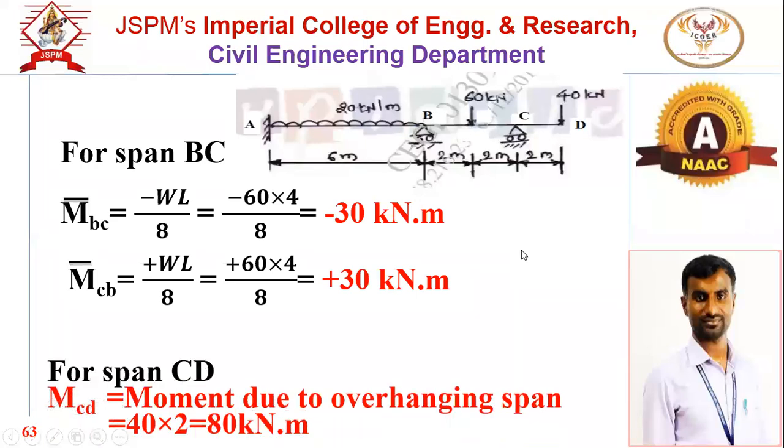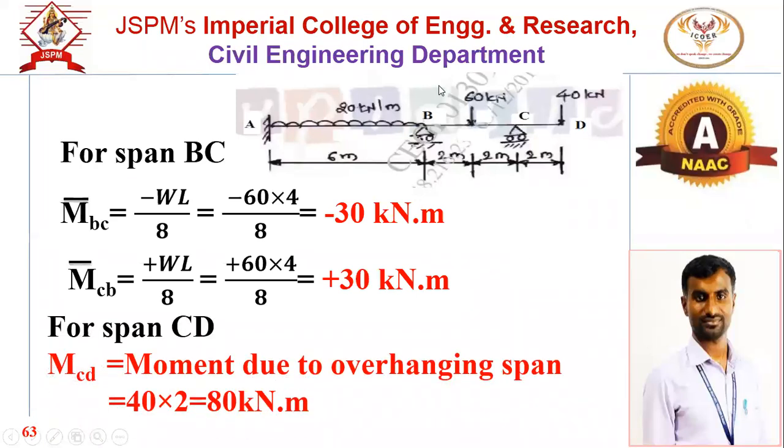Then for CD span, it is the overhanging span here. So just mention the magnitude of moment. Don't mention the direction. Plus, minus, no. Only mention the magnitude. So moment due to the overhanging span will be 40 into 2, that will be 80 kilonewton meter. This is the step number 1.